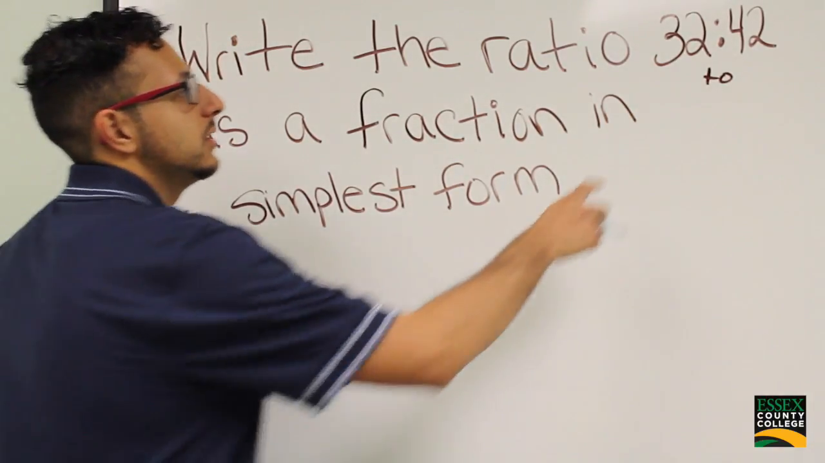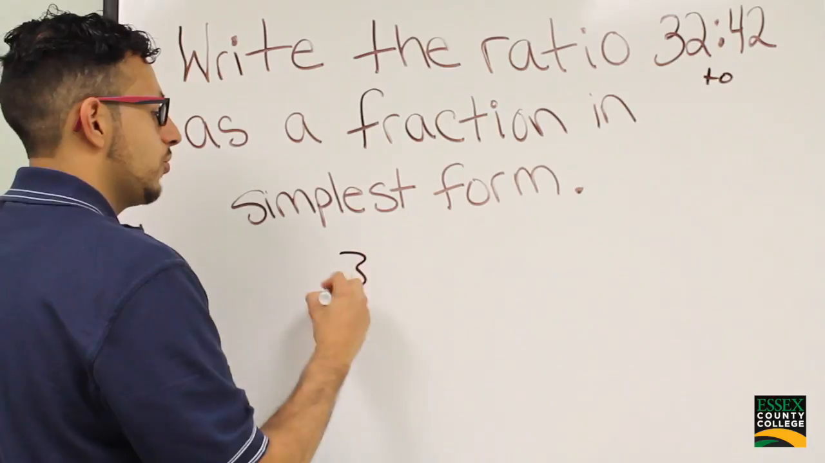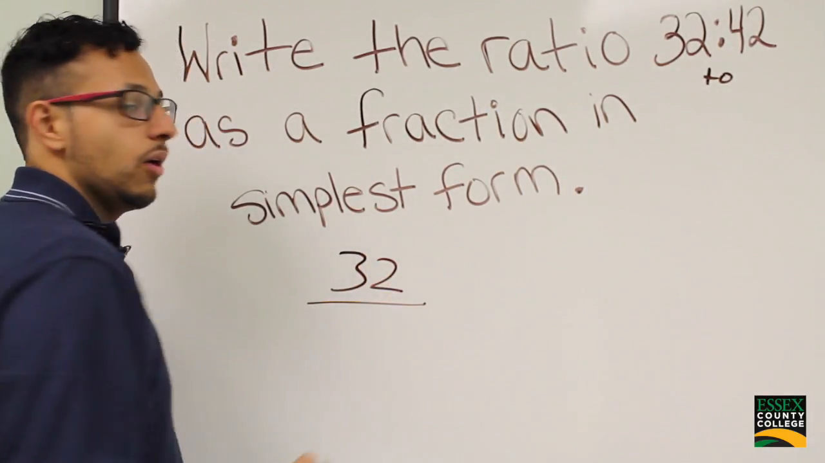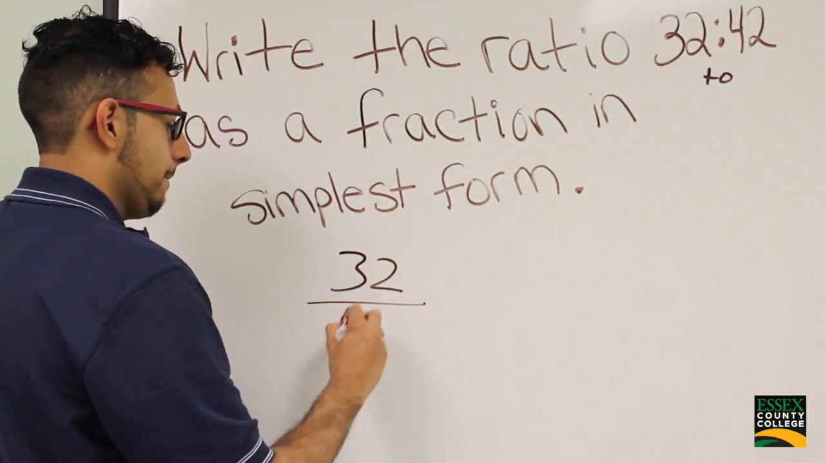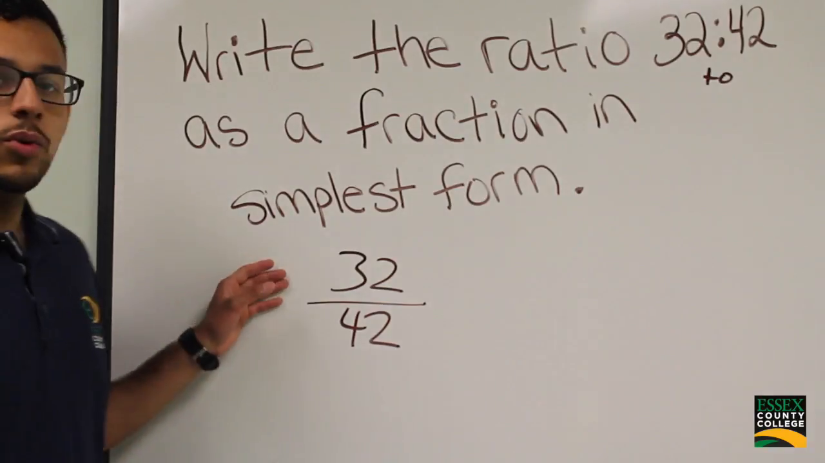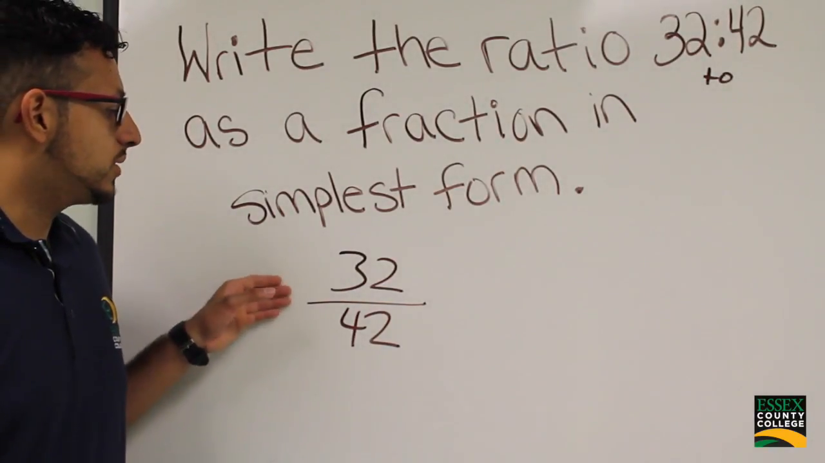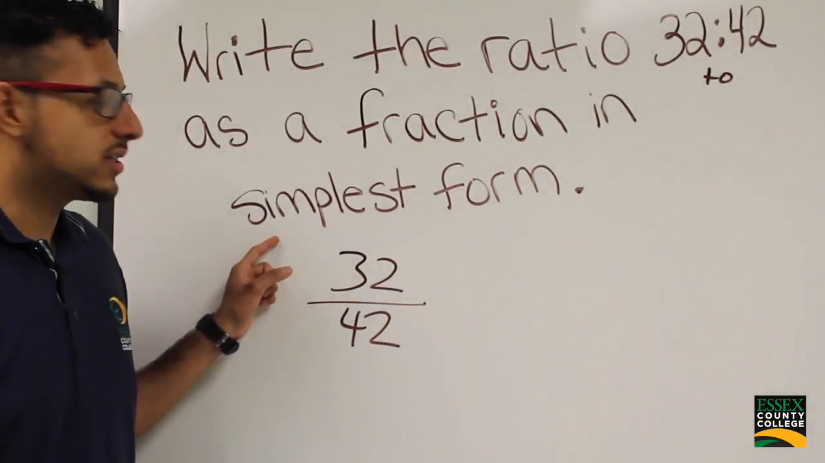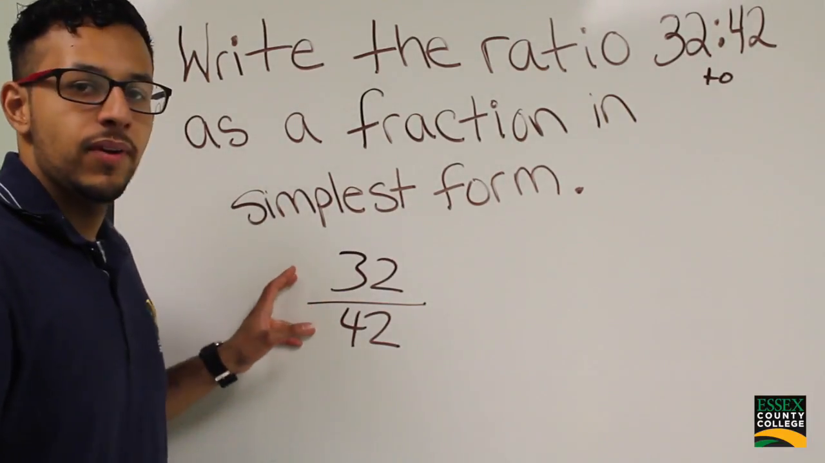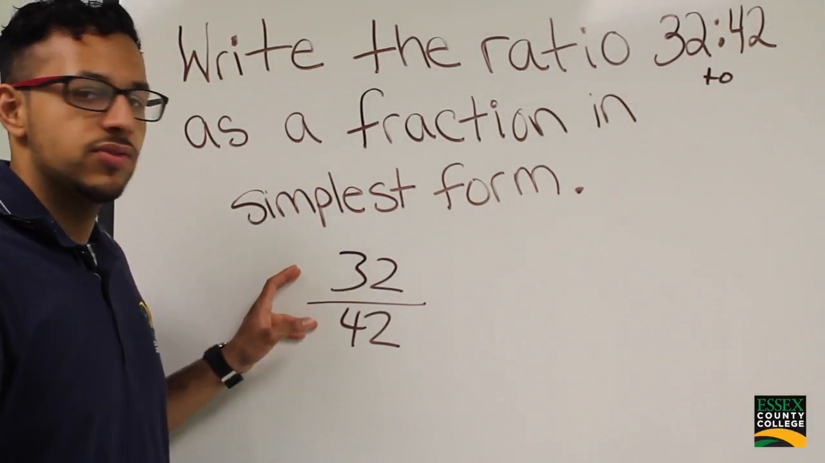So the fraction is the first number becomes the numerator over the second number. Once we have the ratio 32 to 42 as a fraction, they want us to write it in simplest form. So we have to simplify this fraction to its simplest form.